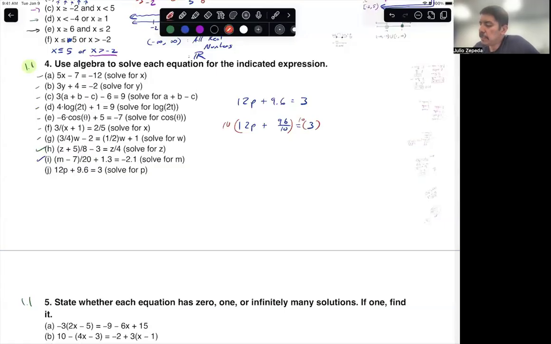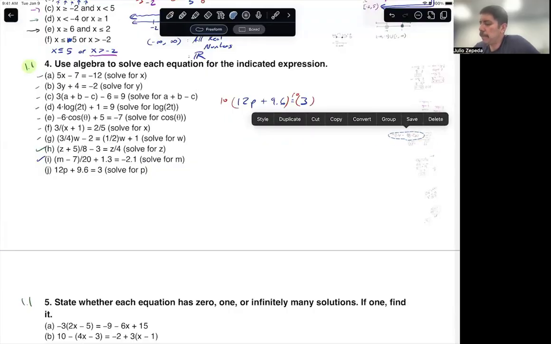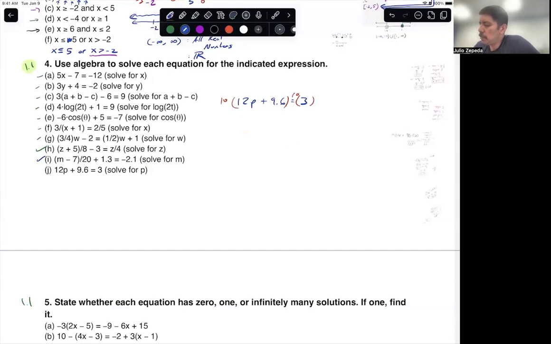And in a similar way, I could have really just started this problem by multiplying by 10 to get rid of all of the decimals. Because we're in the 10th place, we should multiply by a power of 10 that has just a single zero. That's 10. So when I do that, I get 12 times 10 is 120p. 9.6 times 10 is just 96. And then 3 times 10 is 30.